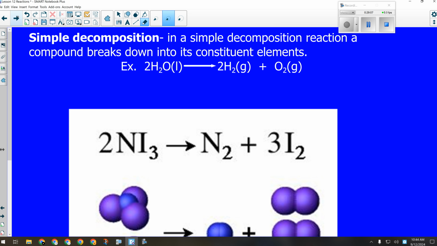That's simple decomposition. Decomposition in general means one thing breaks down into many things. We will come across a few reactions where one large compound breaks down into smaller bits, like 3 smaller bits. It's still decomposition.